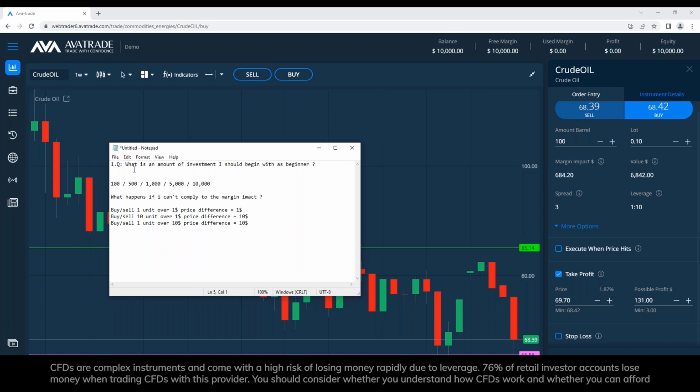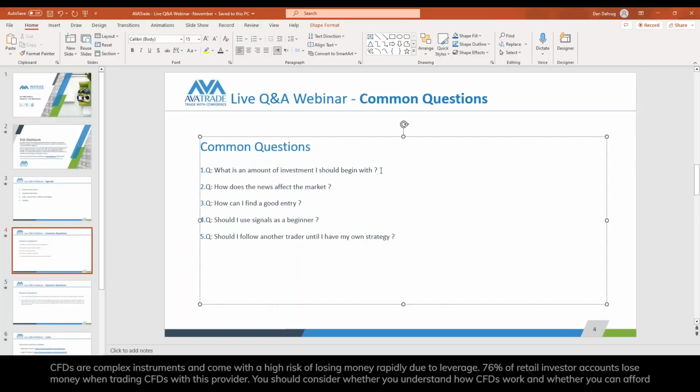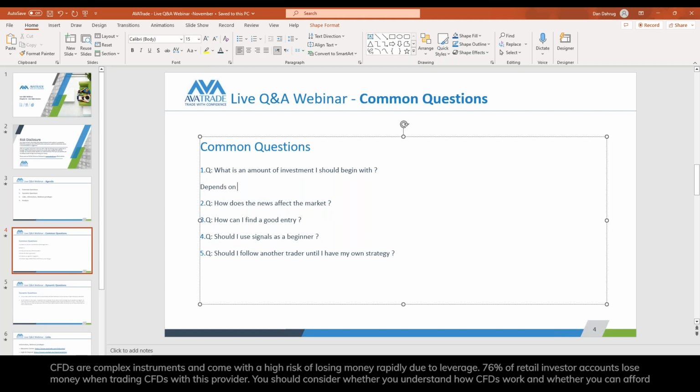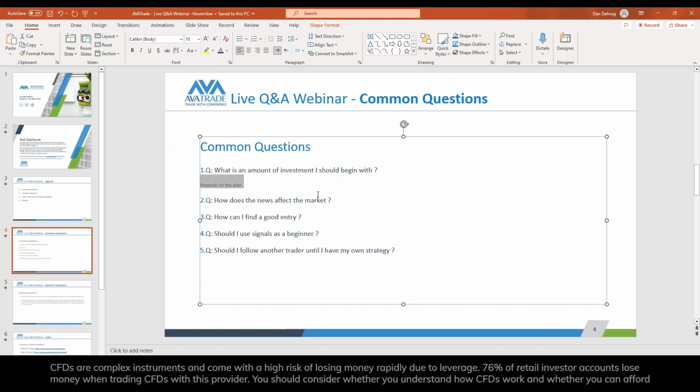Now, the answer to this question, what amount should I start with as a beginner? I'm not really sure, to be honest. Not really sure. I'm gonna put down here that it depends on the plan. I know that some people are gonna get upset, but I just don't have an amount to give. Okay, that depends on the plan. Okay, and as I said, those three things are something we must remember, what the capital is supposed to do.